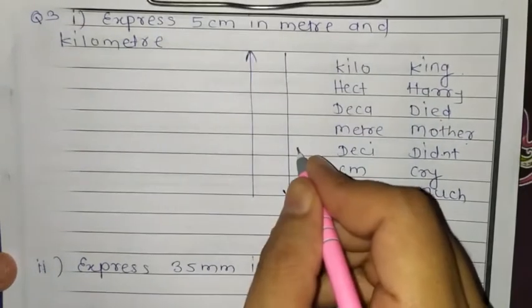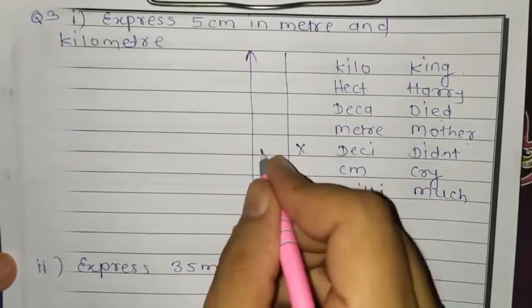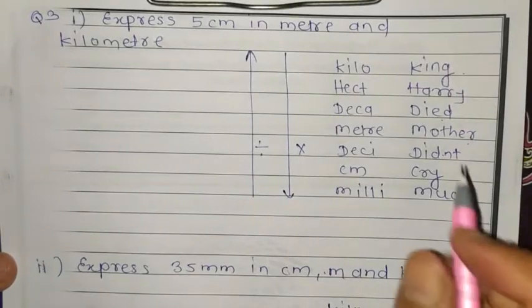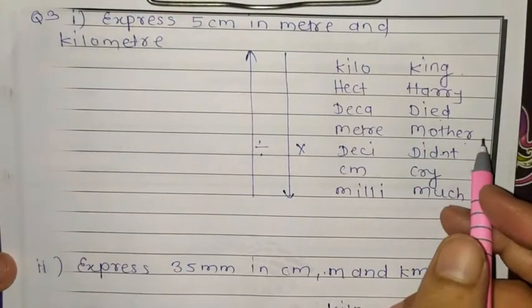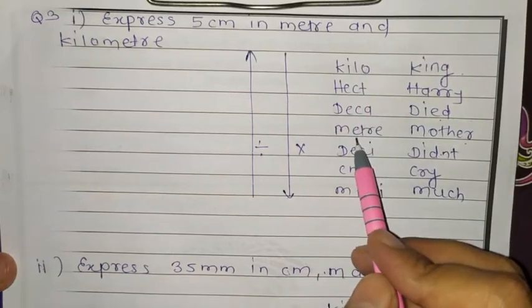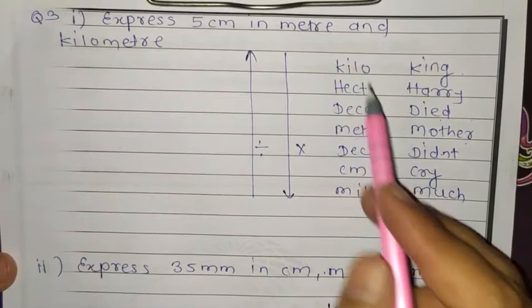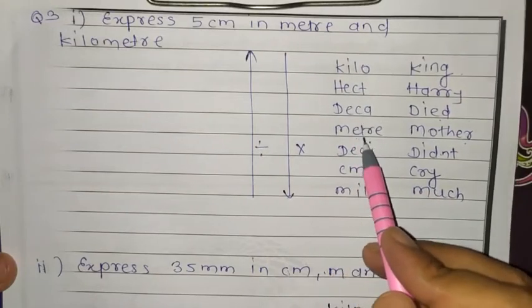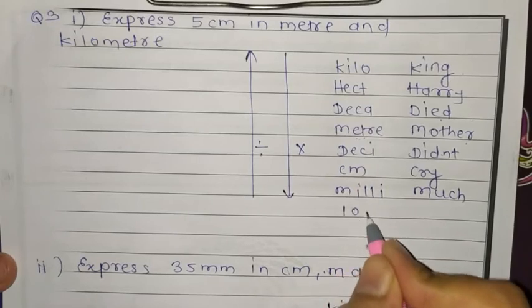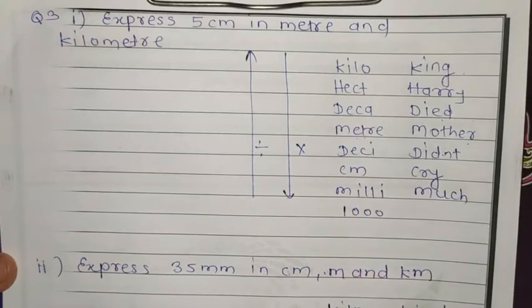Downward direction means multiplication, upward means division. And whenever you go from one unit to another unit, keep in mind one thing. Suppose I am going from kilometer to meter. You have to check the distance. What is the distance between kilometer to meter? 1, 2, 3. 3 distance is there. So it means after 1, 3 zeros will be there. This is the simple concept.